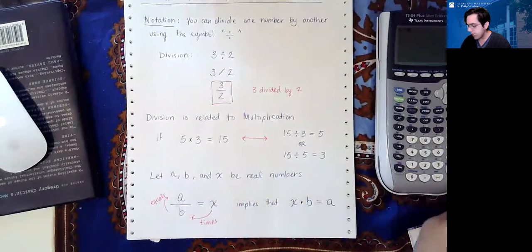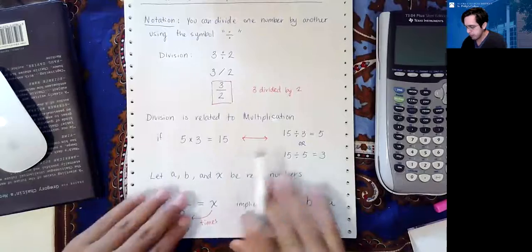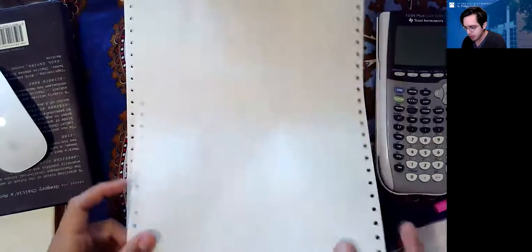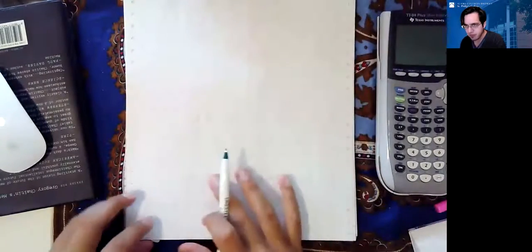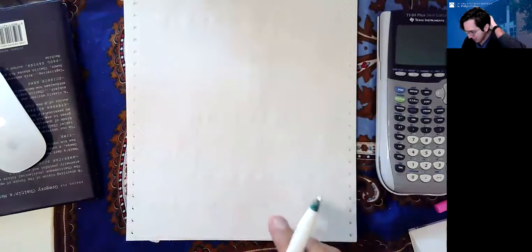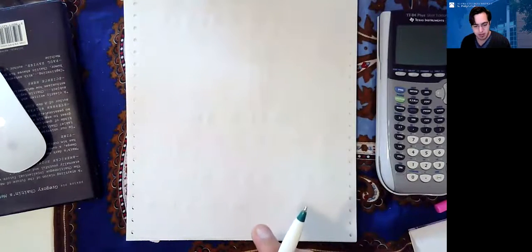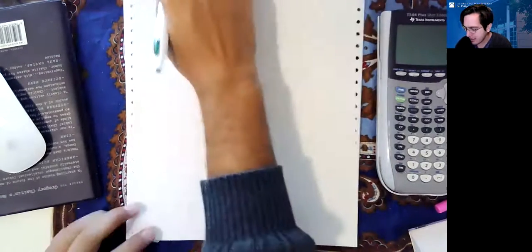So has everybody written this down so far? Yes. Okay. Let's look at some concrete examples with some numbers, because again, it can be a little bit confusing or abstract when we just have symbols. So let's practice.